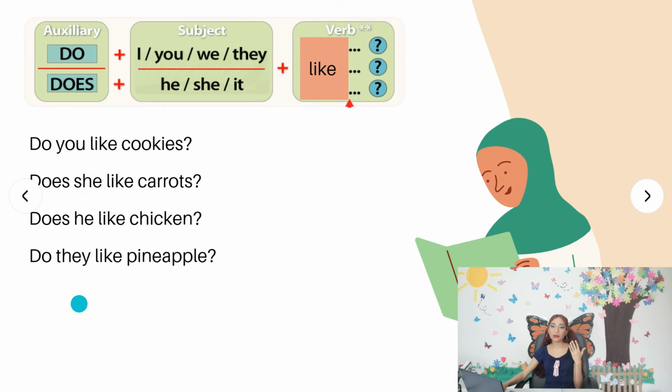What happens if I want to make a question in a third person with he, she, or it? It's almost the same. We only need to change do for does. Does she like carrots? And that's it.